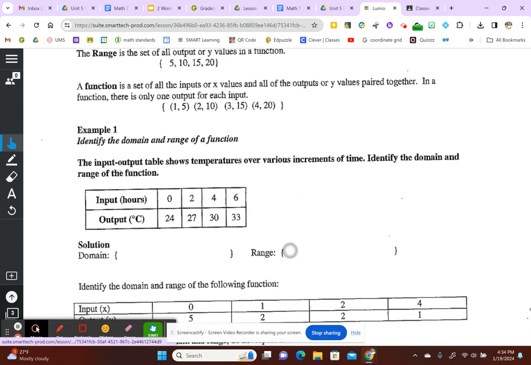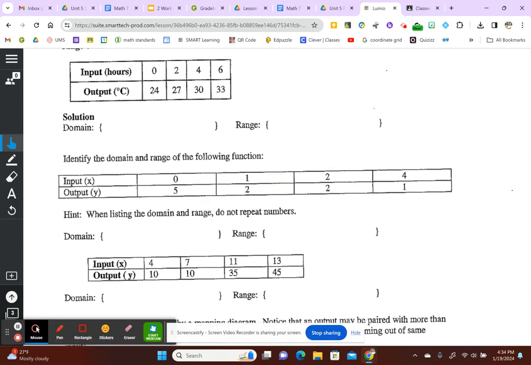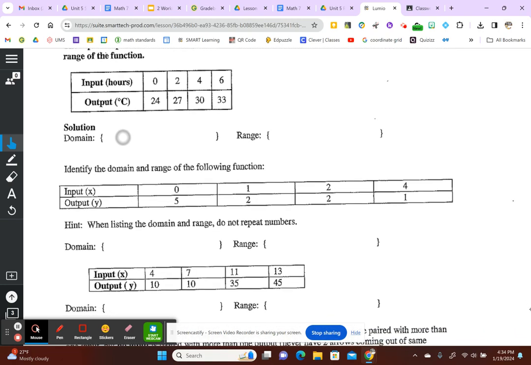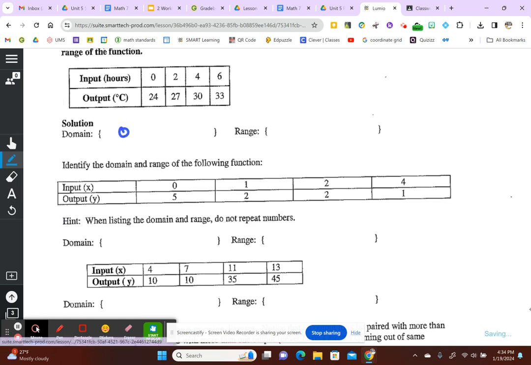Okay, so now we're going to look at another table, and I want you to identify the domain and then identify the range. So here, our domain would be our input, which is 0, 2, 4, 6. And our range would be the output, which is 24, 27, 30, 33.